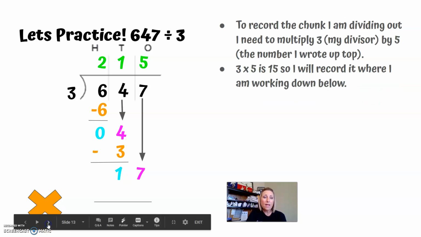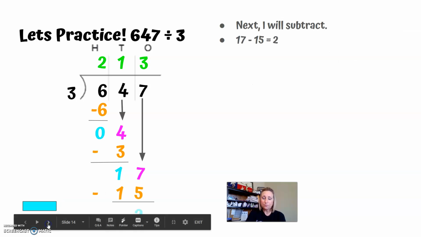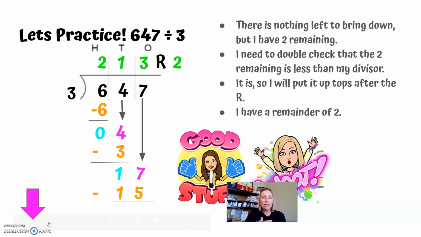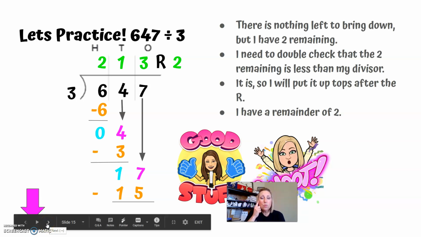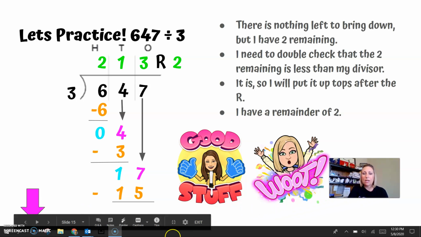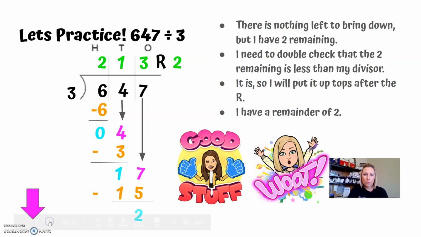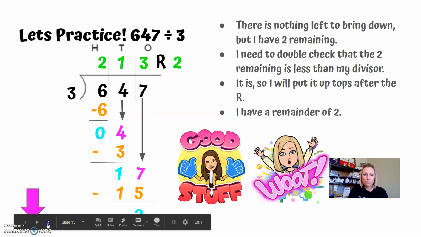So I'm going to record a 5 on the top, and then I'm going to multiply. 5 times 3 is 15, and then I subtract. Oh, I'm sorry, 17 minus 15 leaves me with 2. So now there's nothing left to bring down, and I have 2 remaining. I have to think to myself, if I have 2 remaining, do I have enough to make another group? No, I only have 2. So that means that 2 is my remainder, and I would put that right up here with the remainder.